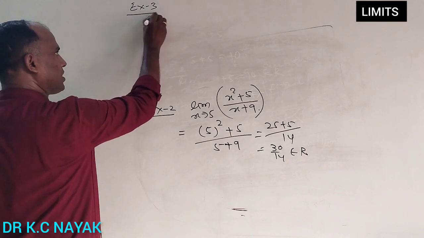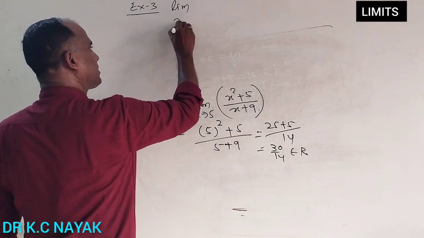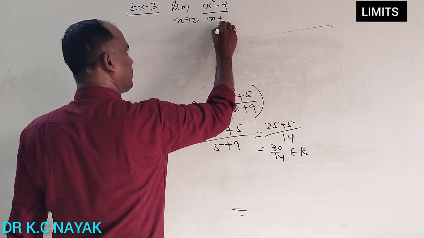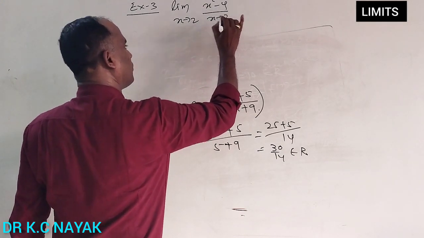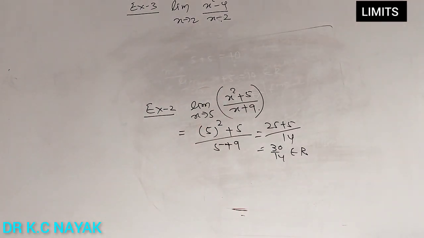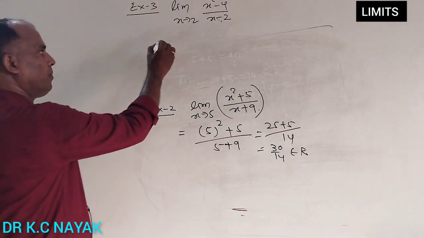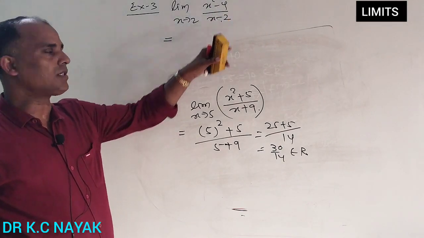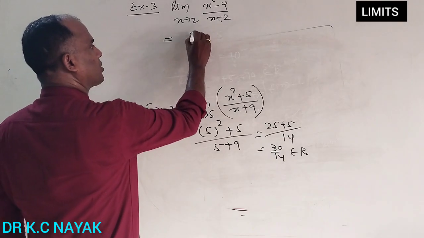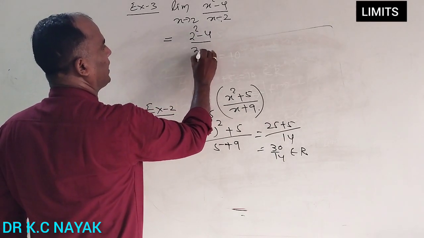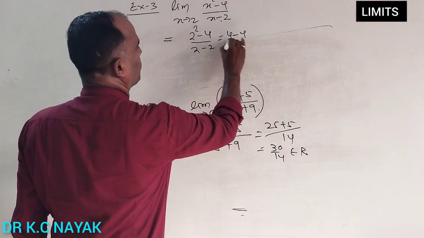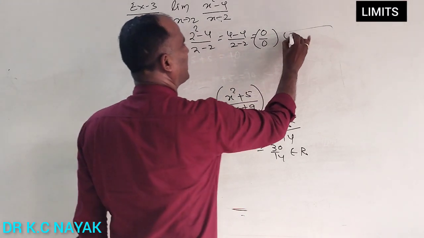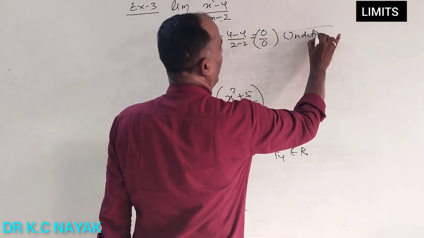In example 3, just you write limit x tends to 2, x square minus 4 by x minus 2. What is the limiting value? As per my technique, you put the value to the variable. We put here 2 square minus 4 by 2 minus 2. So what is that? 4 minus 4 by 2 minus 2. What is that? 0 by 0. This is undefined.